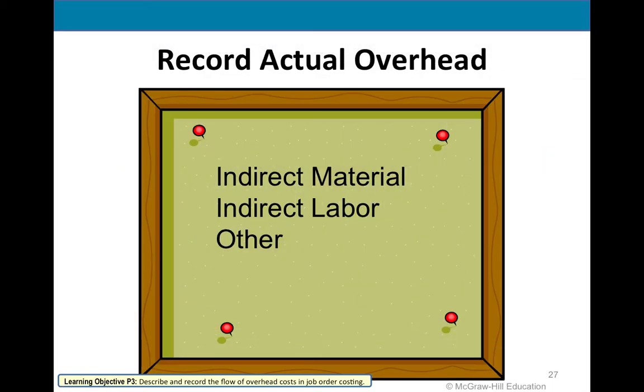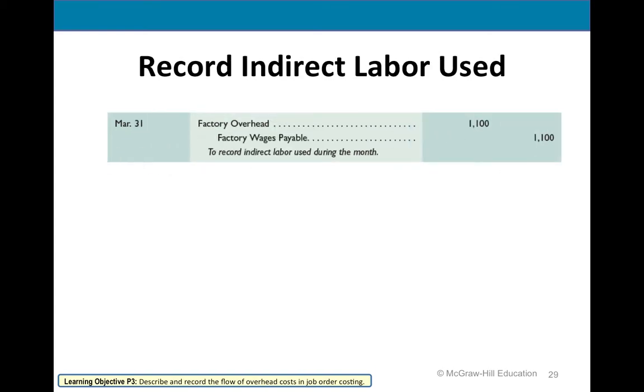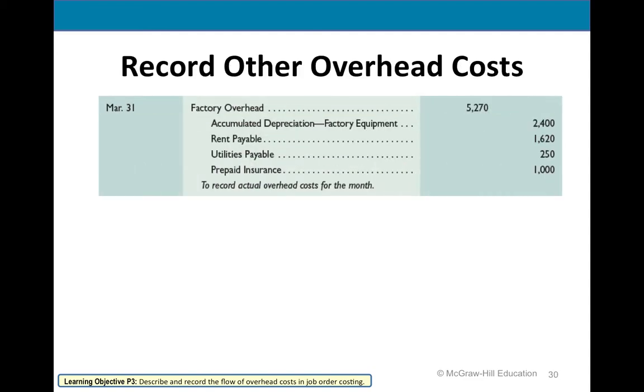Now we look at how much overhead actually was. Remember, that was only an estimate. Now look at the actual. According to materials used, all the indirect materials we need. Indirect labor, now we'll talk about our janitors, supervisors. Again, debit the overhead increase, you credit the payable, of course, to increase that too. Now it's a liability. And all our other overhead costs, from utilities to rent to prepaid insurance, depreciation, and so on.